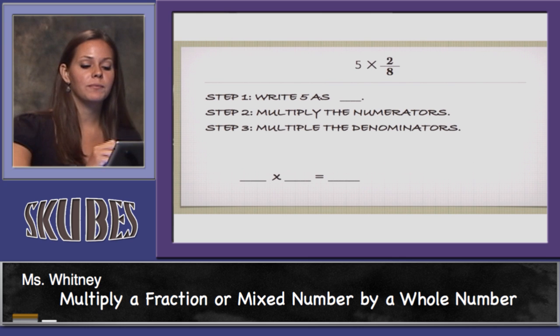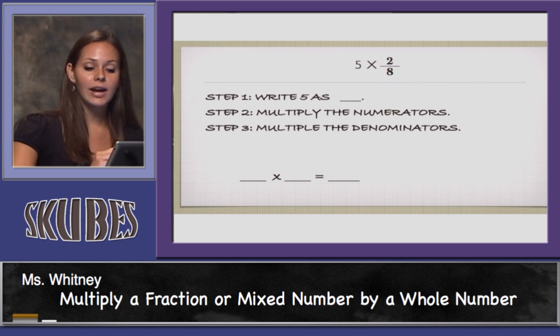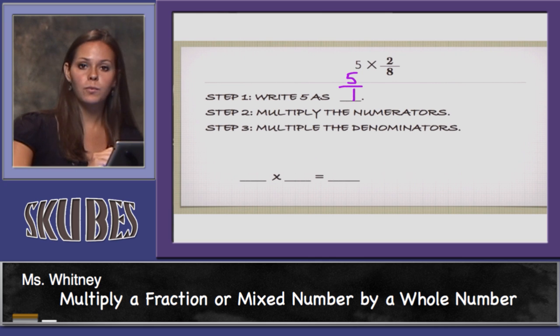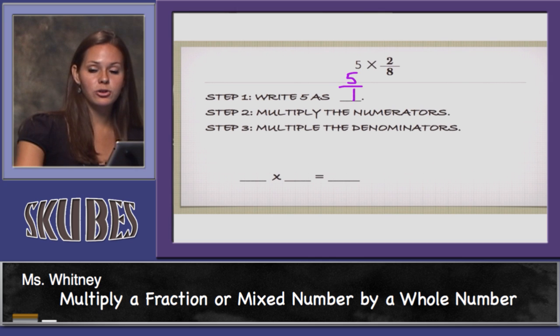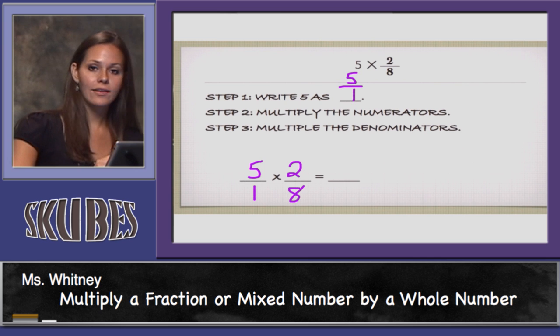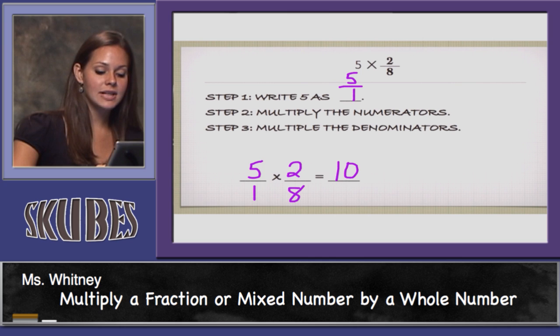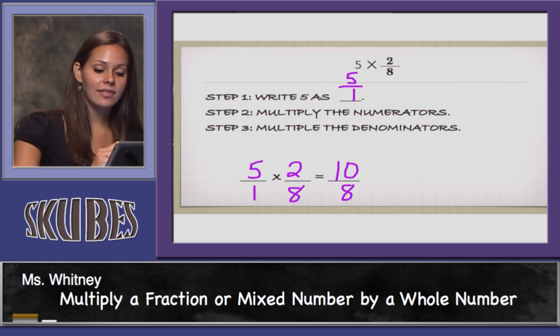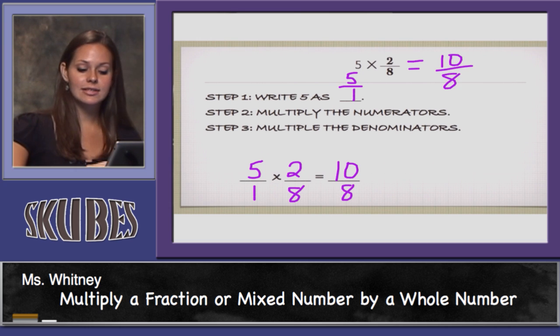Take a look at this example. 5 times 2/8. Again, we are going to write 5 as a fraction. 5 over 1. Now we can multiply the numerators and then the denominators. 5 times 2 equals 10. 1 times 8 equals 8. So 5 times 2/8 equals 10/8.